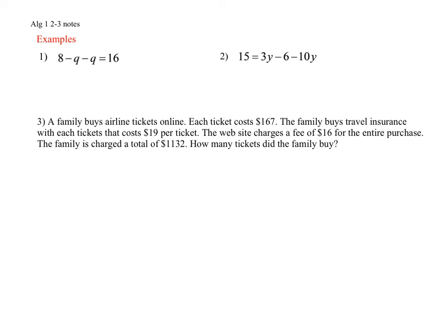In example number 1, we have 8 minus q minus q equals 16. The first thing that I'd like to do is combine like terms, and I'm going to combine these negative q's. So I've got 2 of them. The second thing that I want to do is isolate this q sitting right here.